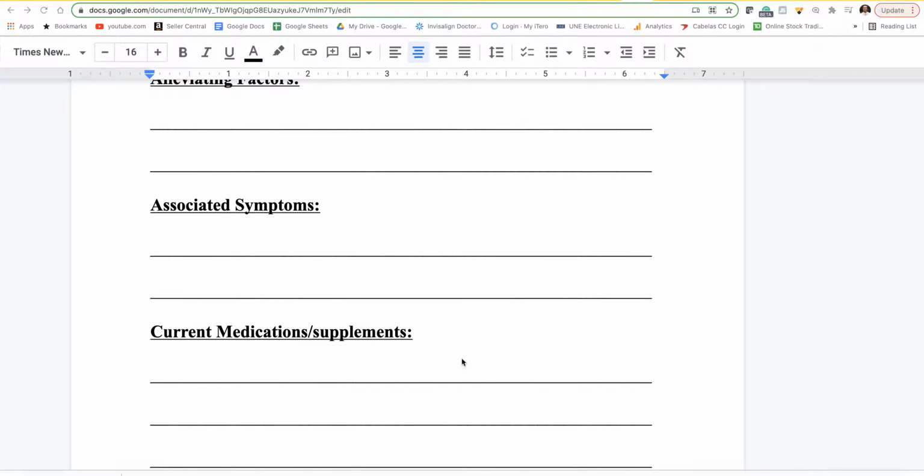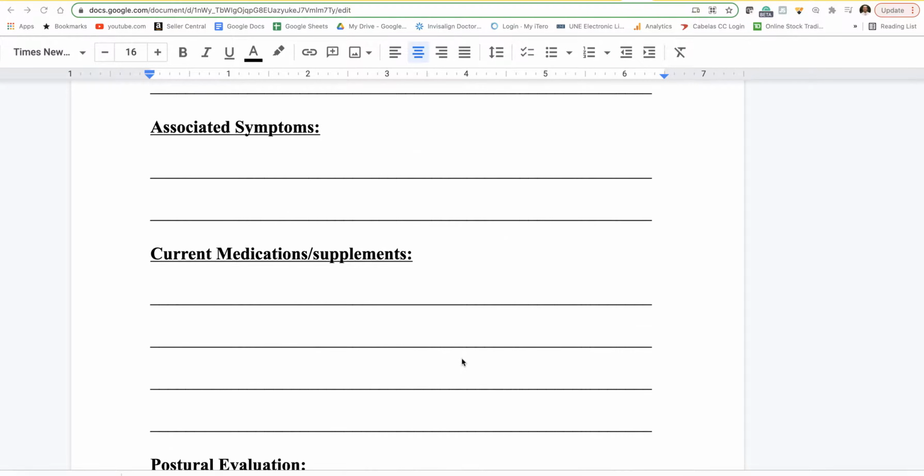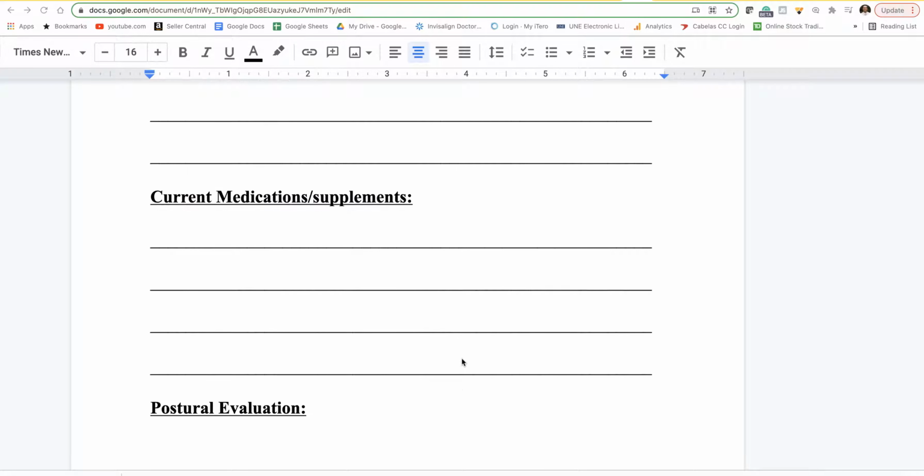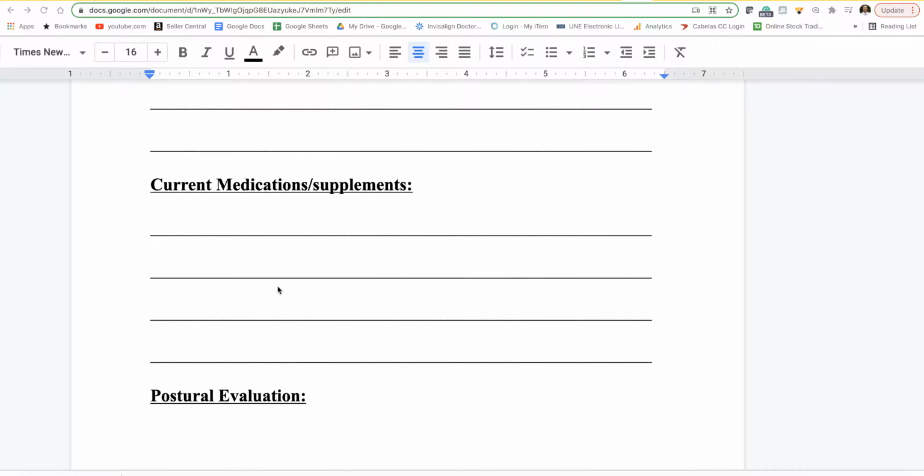Associated symptoms: when it arises, so I have TMD, I then have back pain at the same time, or I get dry mouth, my teeth get sensitive, so on and so forth. And the patients may not have answers to these. Just put NA, not applicable.